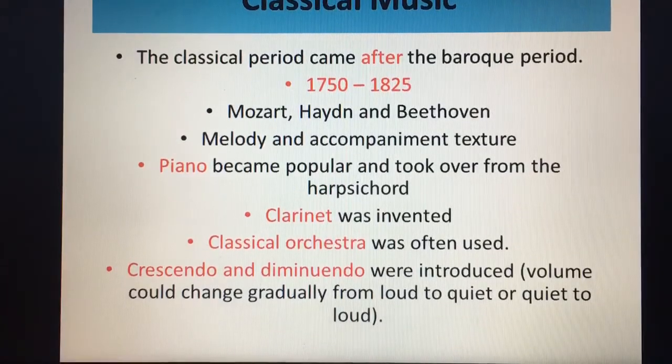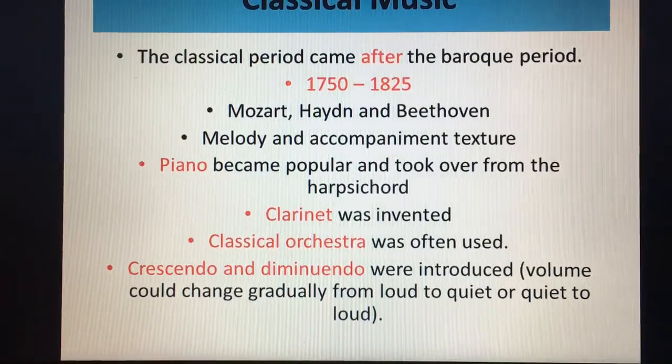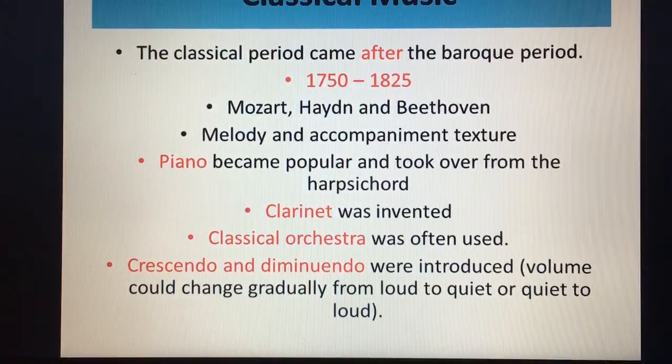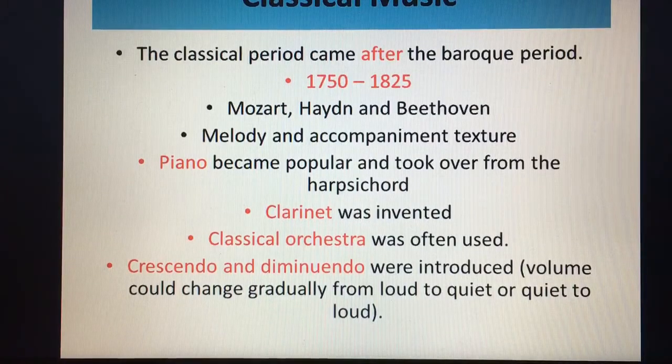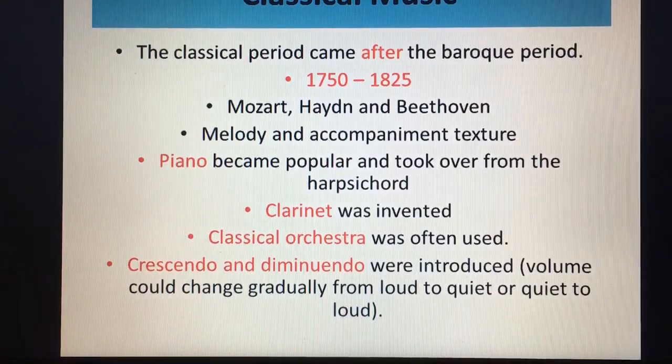And our dynamics changed. So we no longer had terraced dynamics. We started using crescendo and diminuendo. Now, crescendo is when you move slowly from quiet to loud, and diminuendo is the opposite. So you move slowly from loud to quiet. So they weren't sudden changes anymore, they were gradual changes.